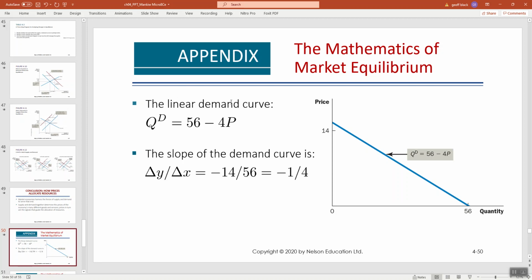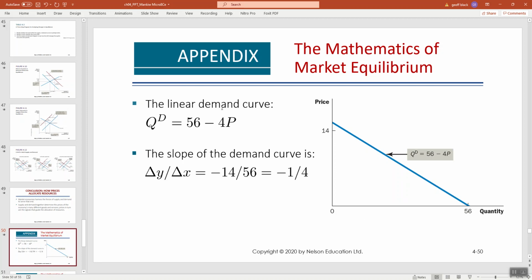If you sub in any value for P, you get the corresponding Q, right? The subscript is demand, so you're really looking at P's and Q's, but the demand is telling you it's for the demand curve. So if you sub in a 10 for P, if price is 10, well then 4 times 10 is 40. 56 minus 40 is 16. So if price is 10, quantity is 16.